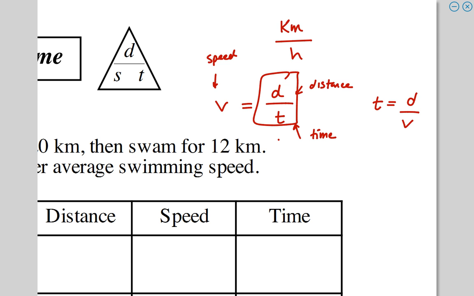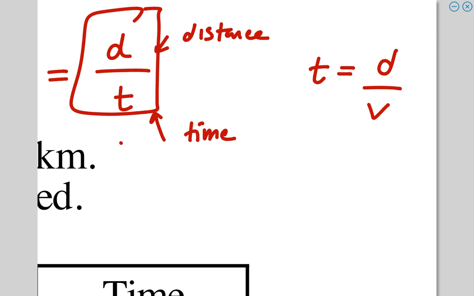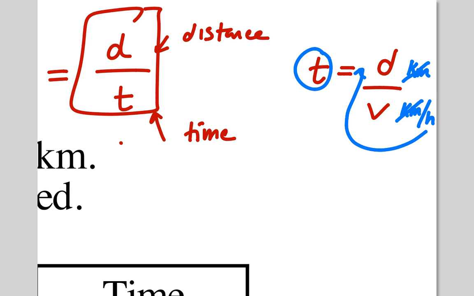Now let's think about the units for t equals d over v. What would the units be for distance? Let's just do kilometers and hours. So kilometers. And then what's speed going to be? Kilometers per hour. So what do you notice happening? The kilometers cancel, and then you're dividing by hours. So that means hours comes to the top, and you're of course in time.